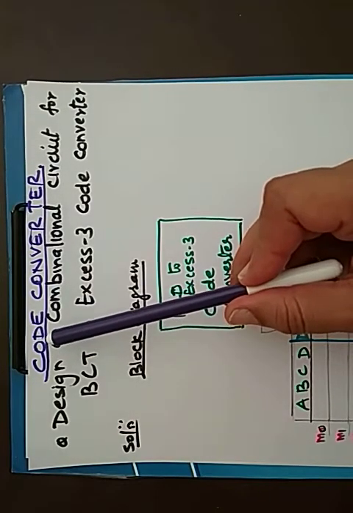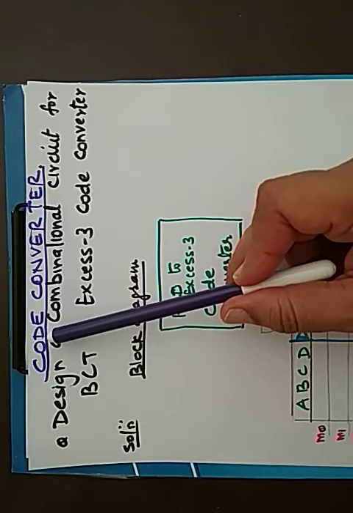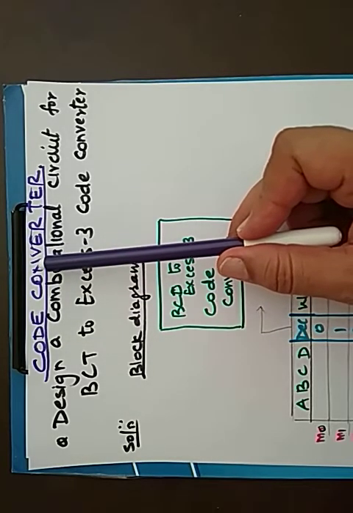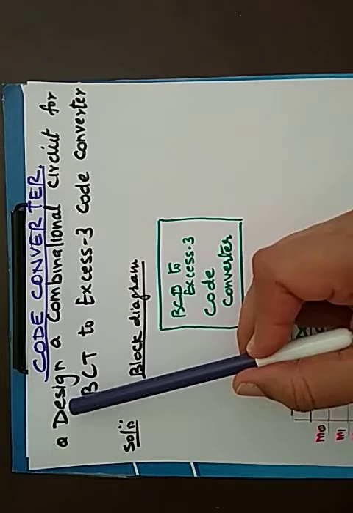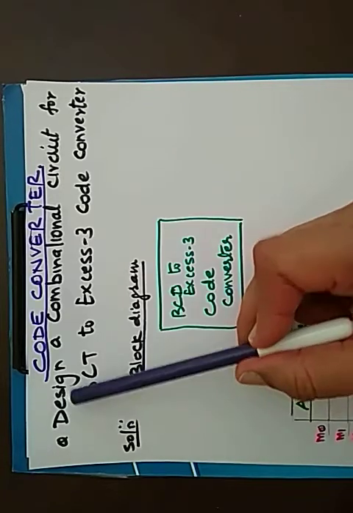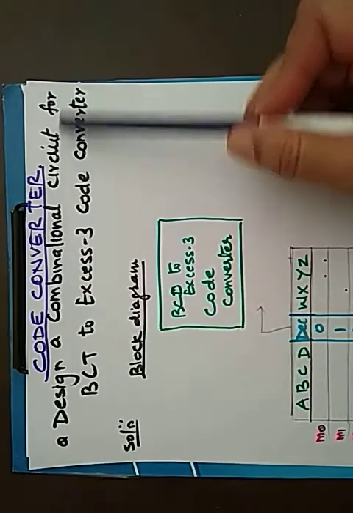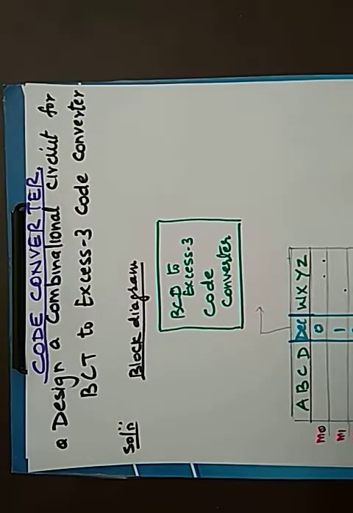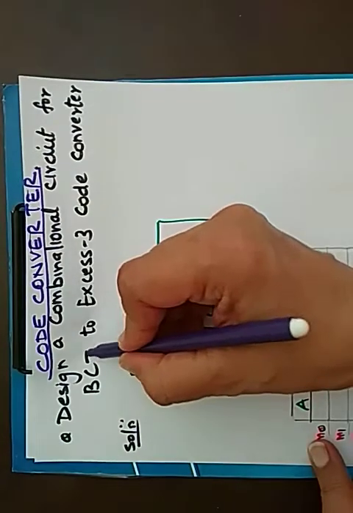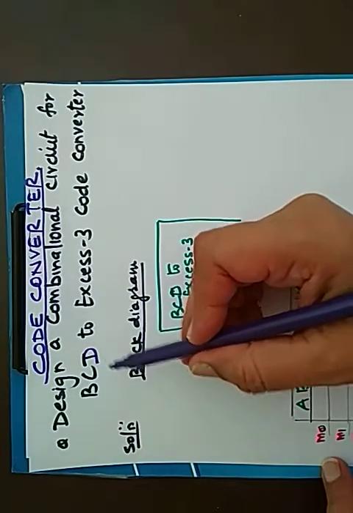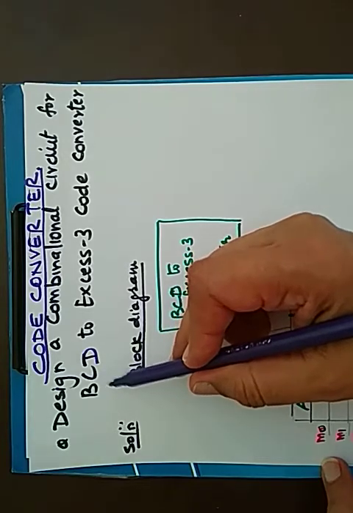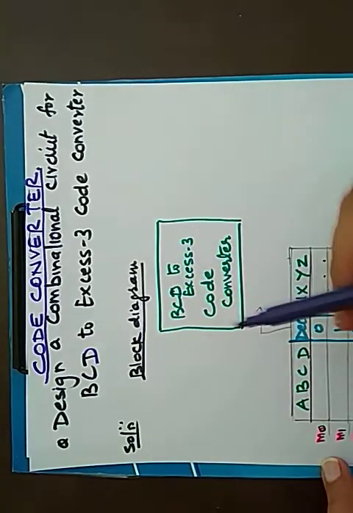Today we will discuss the circuit code converter. Let us take this with the help of an example. The question is, design a combinational circuit for BCD to XS3 code converter. So we have to design a circuit which will convert from BCD to XS3 code.